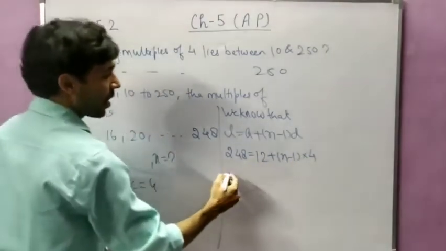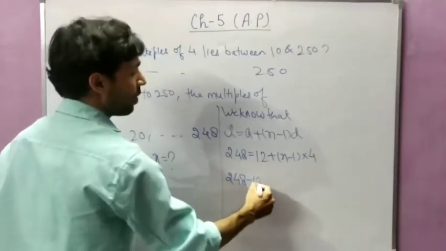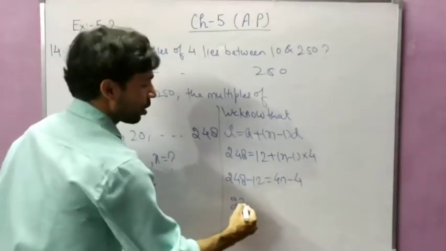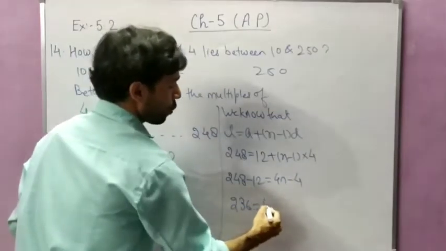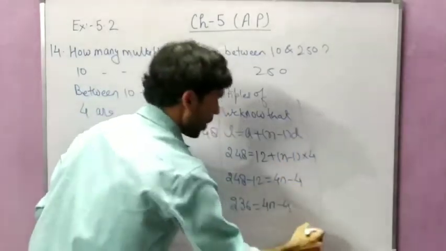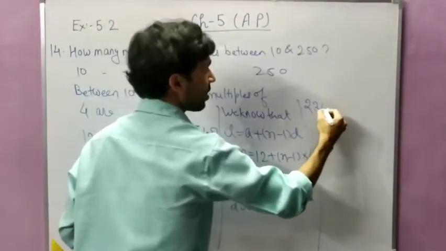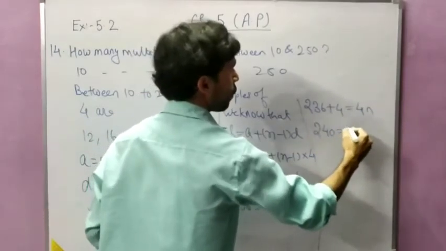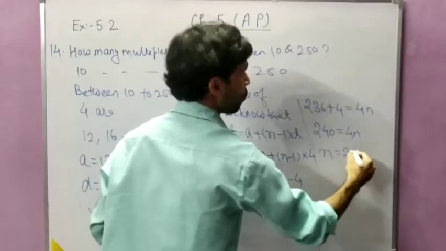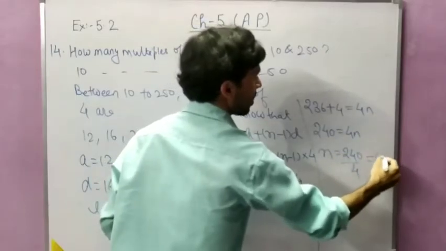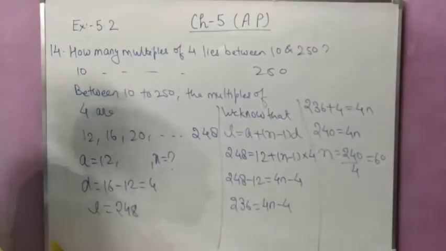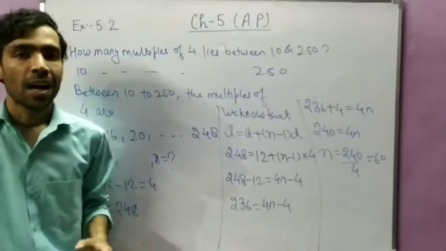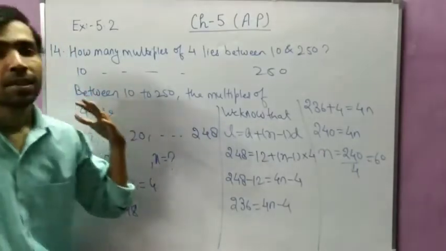Now transfer this side: 248 minus 12 is equal to 4n minus 4. Now it will be 236 is equal to 4n minus 4. So 236 plus 4 equals 4n. So 240 is equal to 4n. So n will be equal to 240 by 4, that is 60. So n is 60. It means that between 10 and 250 there are 60 multiples of 4.